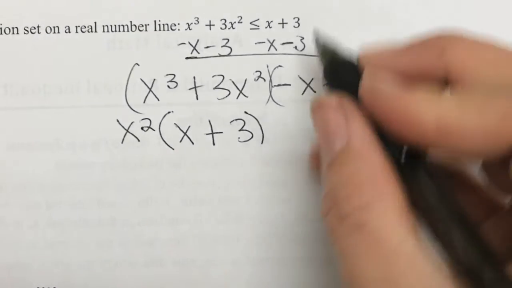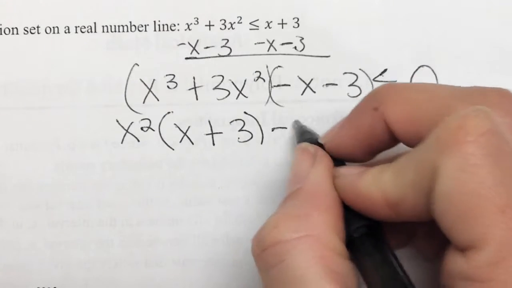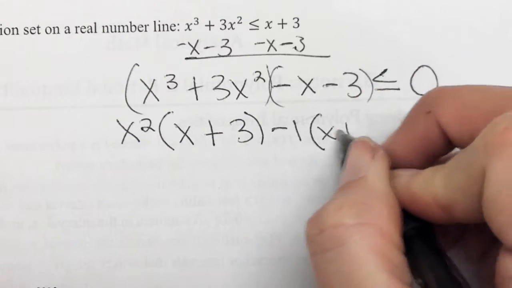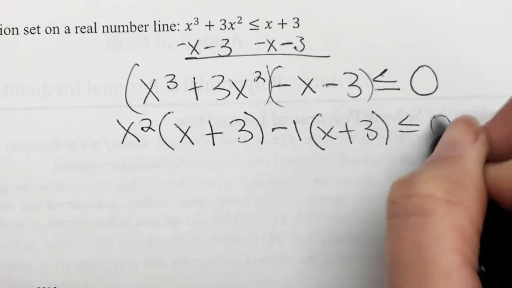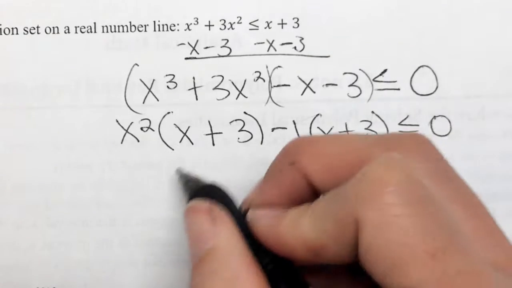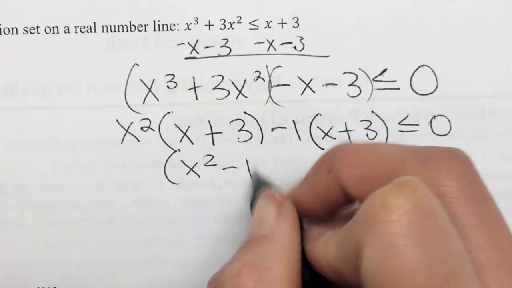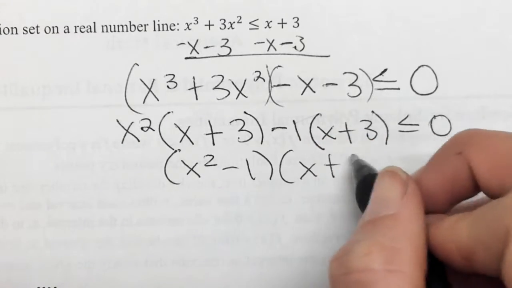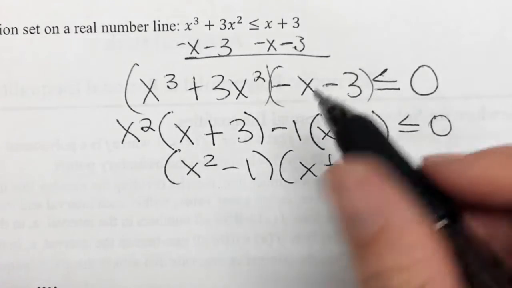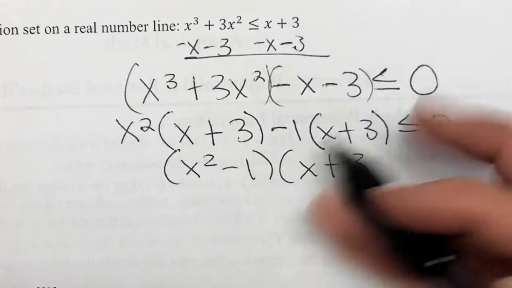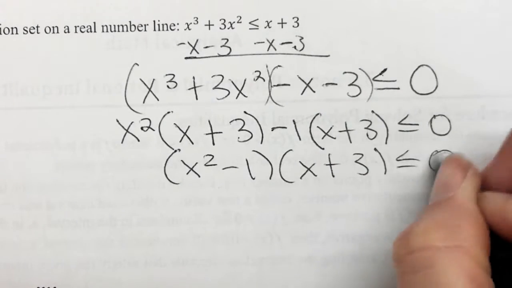Alright, Brandon, what could I take out of this second one? It's negative 1. And what would be in the middle? X plus 3. Very good. Alright, so Amber, tell me how to write my 2 binomials. X squared minus 1. Good. The x plus 3 comes from what they have in common. What's on the outside is what we bring down for our second binomial.